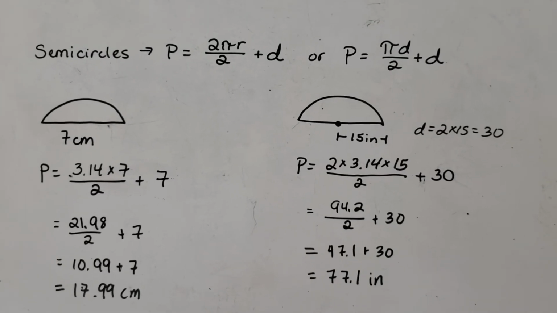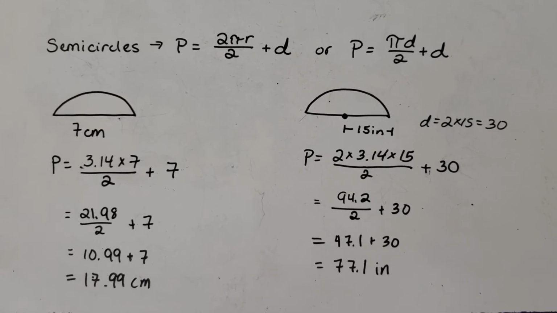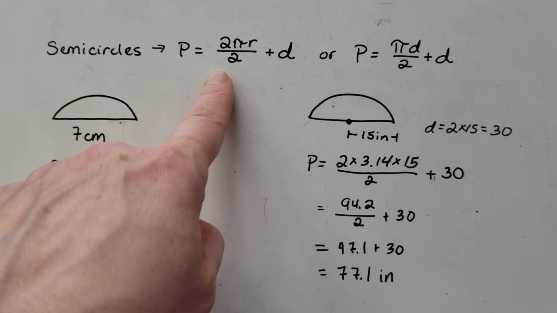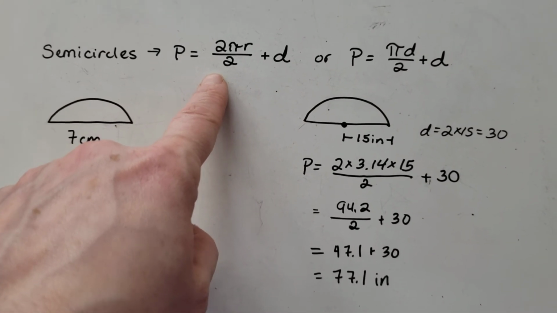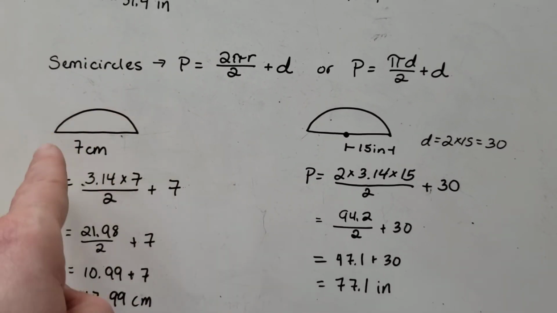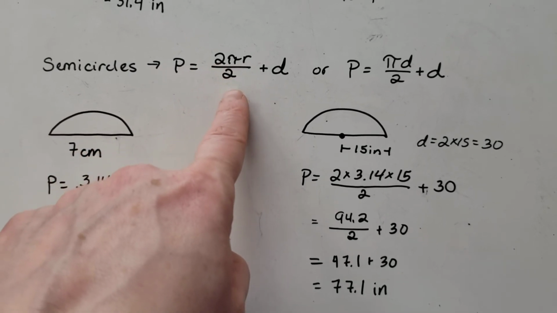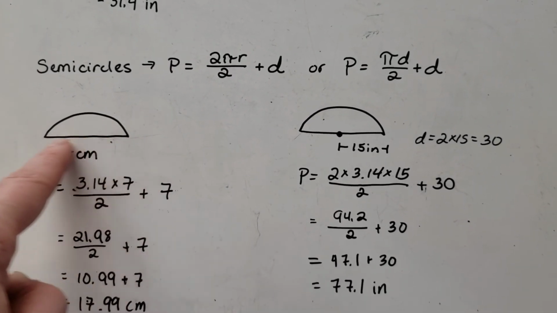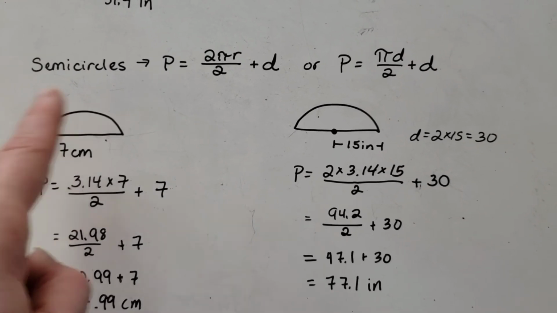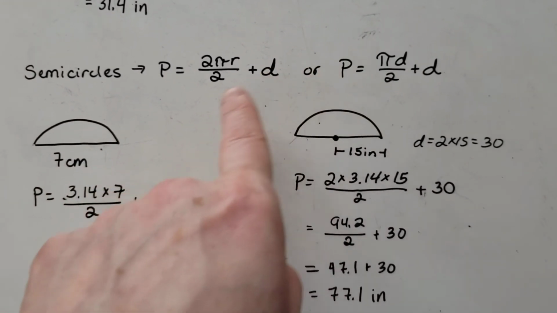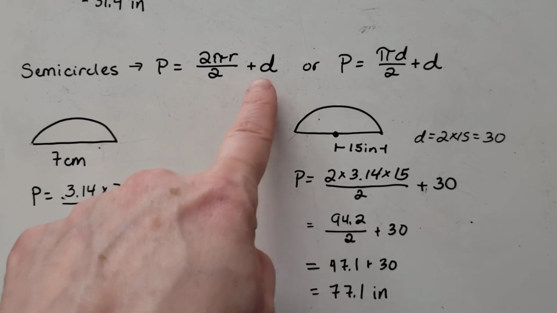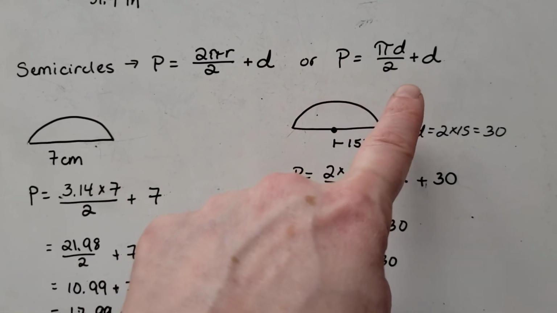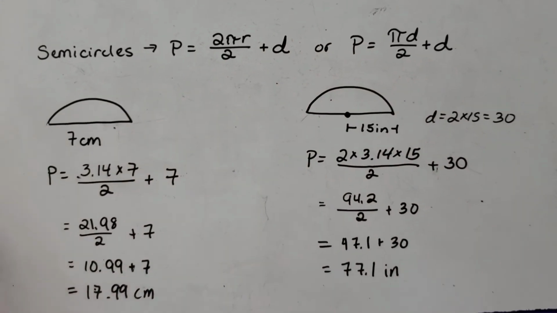All right, and lastly we have semicircles, which are just half circles. So if we want to find their perimeter, we're going to take the circumference, but because it's half of the curved area, we're going to divide it by 2. But we have to remember that we've got to add on this part here, the diameter part. So we either do 2 pi r divided by 2 plus the diameter, or pi times diameter divided by 2 plus diameter. Got an example of each here.